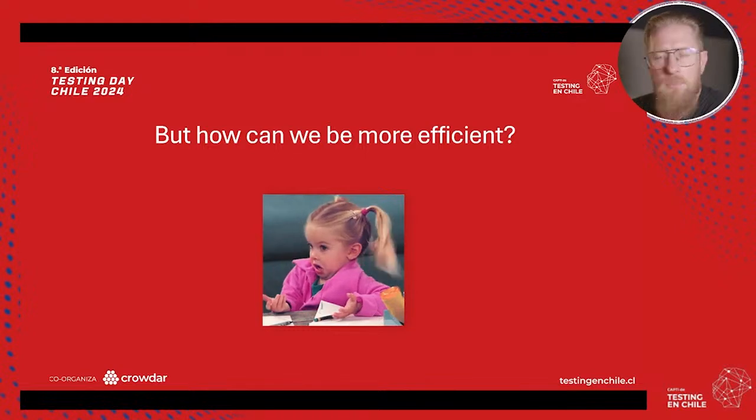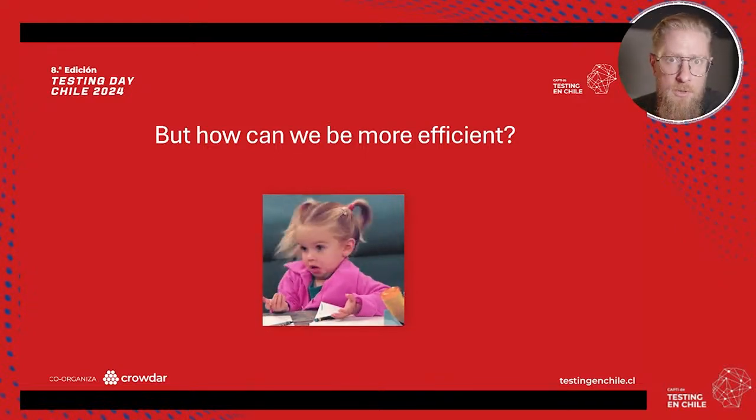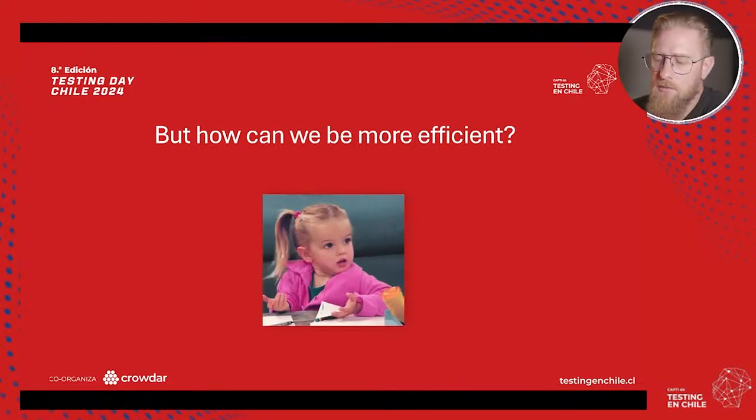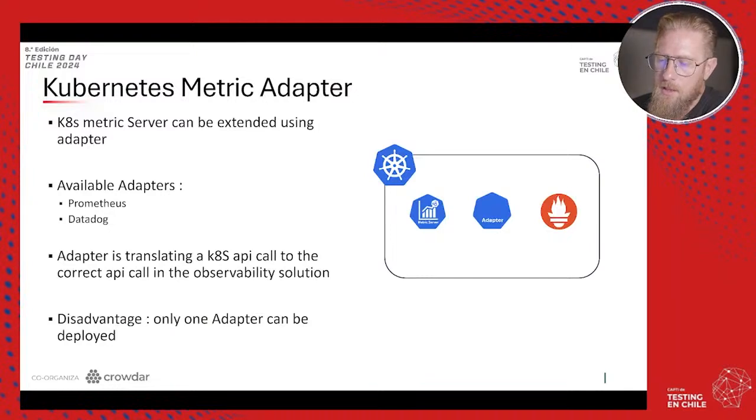The problem is that I don't have this. It's a custom metric. It's not exposed by HPA by default. So how can we do that? Well, there are two solutions. The first one is a metric adapter. A metric adapter is a component that works like a dictionary, a translation from the Kubernetes metric to a backend like Prometheus, for example.